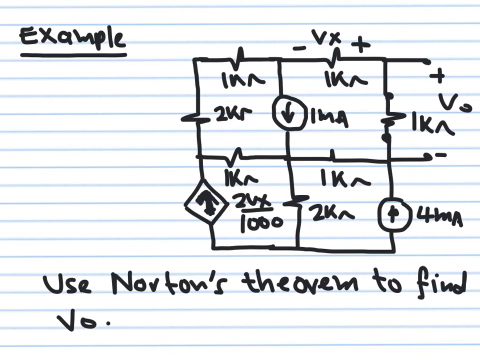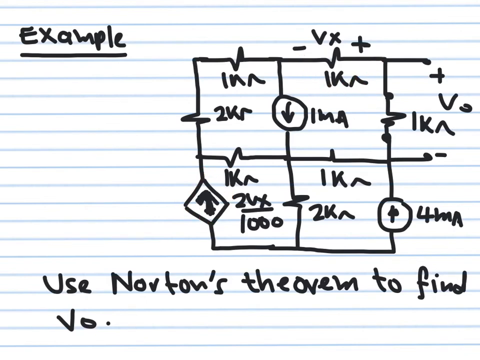Okay, we move to show one last example. I would like you to apply Norton theorem to find the voltage V naught. This circuit has two independent sources and one dependent source. This is a voltage controlled current source, and it's controlled by this voltage here.